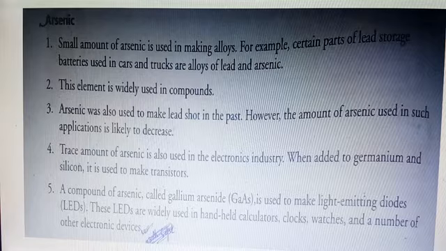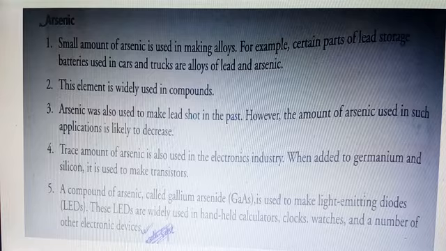This element is widely used in compounds. So for making compounds, arsenic is used. Arsenic was also used to make lead shot in the past. However, the amount of arsenic used in such applications is likely to decrease. So previously arsenic was used for lead shot also, but now the use of arsenic is decreasing, which means they may not use arsenic for lead shot.